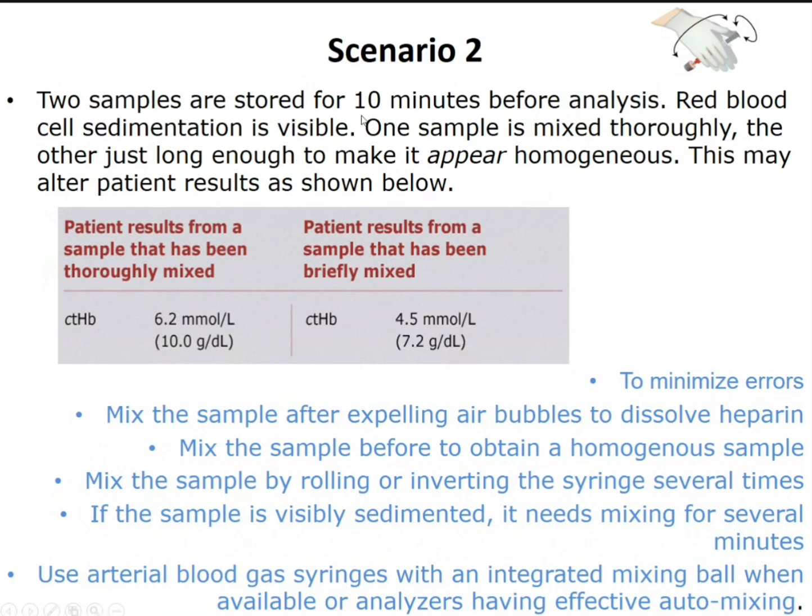Two samples stored for 10 minutes. Scenario two, red blood cell sedimentation is visible. One sample is mixed well, the other is not mixed well enough. And you have hemoglobin values in two different samples as this. So obviously, collection is an important pre-analytical variable. If it is not done properly, you may get false values even on your ABG analyzer.